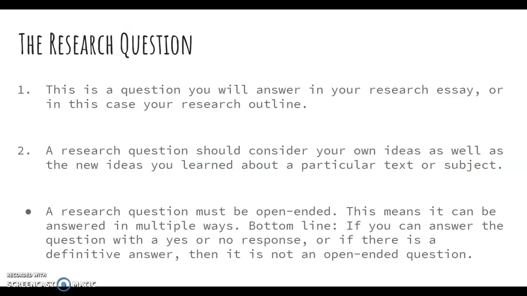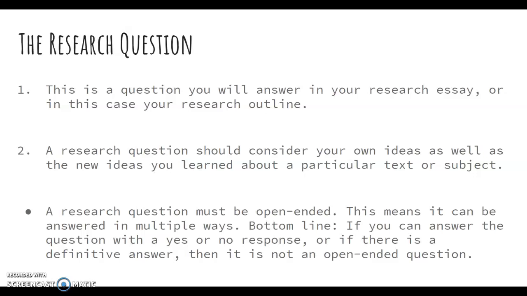A research question should consider your own ideas as well as the new ideas you learned about a particular text or subject. In this case, you're going to want to be thinking about the 2 nonfiction articles that you chose to read and consider those topics, as well as the topics that you're learning about in To Kill a Mockingbird right now. In addition to that, you should also be thinking about your own experiences that you've had with some of the topics that you're learning about. Take all of that information and synthesize it into a question that's going to help you learn more about these topics.